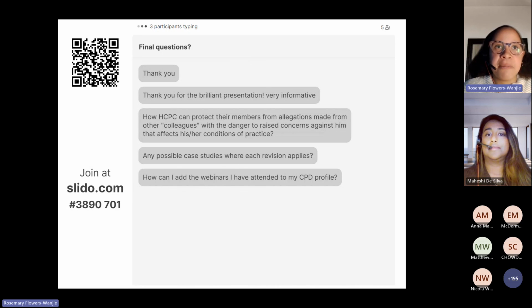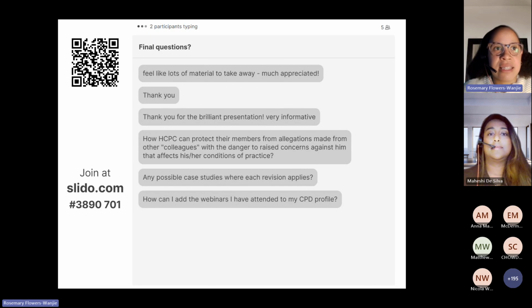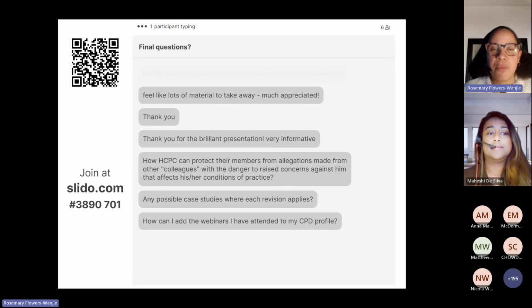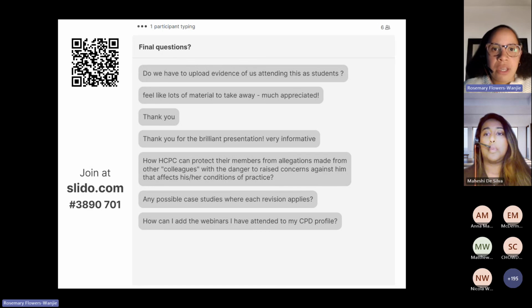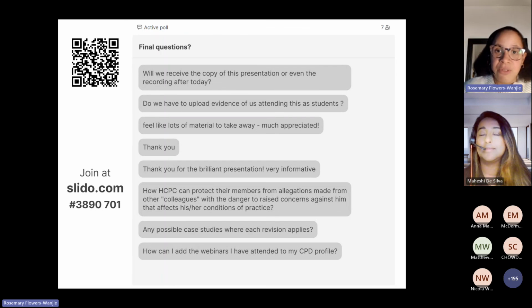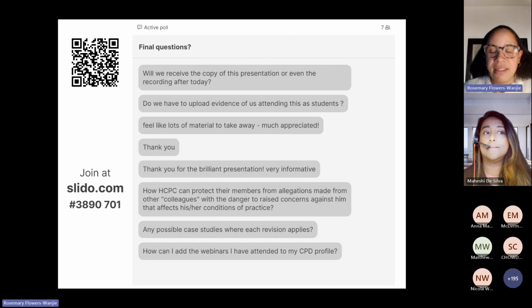Got another question: how can HCPC protect its members from allegations made by other colleagues, with the danger of raising concerns against them that affects their conditions of practice? We're quite clear in our standards of the behaviours that we expect registrants to meet, and where a concern is raised, we review it alongside the standards and the guidance that we have. As I said earlier about the purpose of these standards, one of the reasons we have them is to enable us to refer to them when someone has raised a concern about your practice.